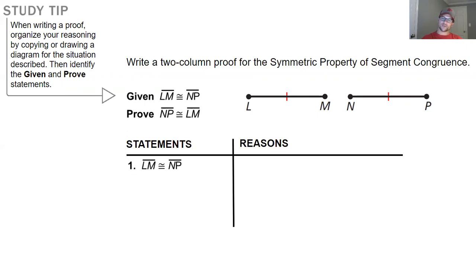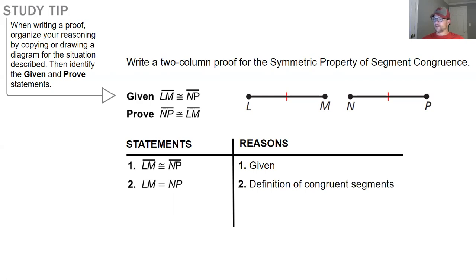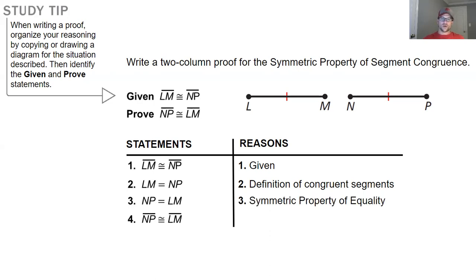2-column proof, statements and reasons. Always start with your given information. LM is congruent to NP. Then LM is congruent to NP is just based on the definition of congruent segments because they are congruent. And then you can substitute those in where the NP becomes the LM and the LM becomes the NP because they are symmetric. And you can just rewrite it as segment congruent definition. And that is the end of the video.